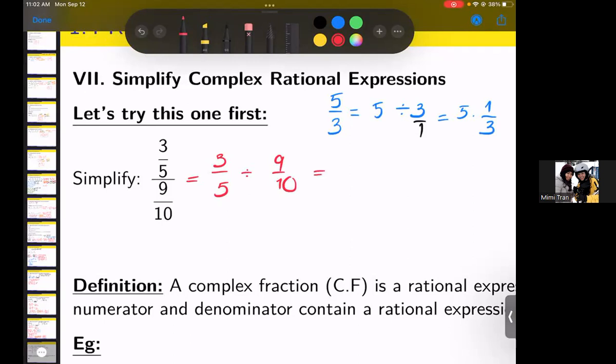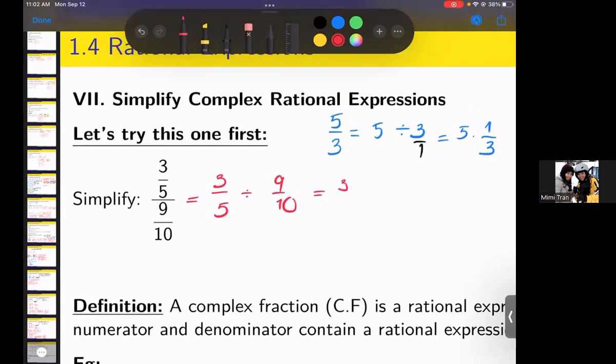And when you divide something, you flip and multiply. So 3/5 times 10/9, which is, see, that one is 1, 3. And this one is 2, 1. So 2/3. You can see the green one, sorry. 2/3.